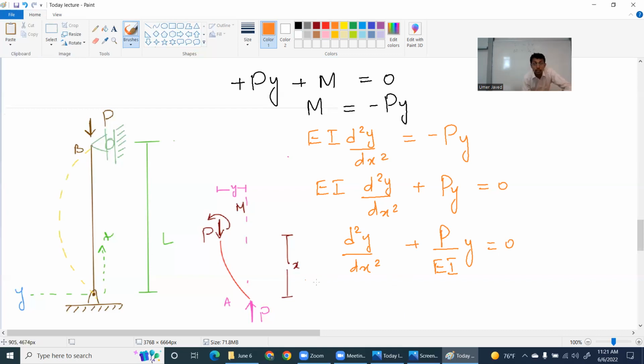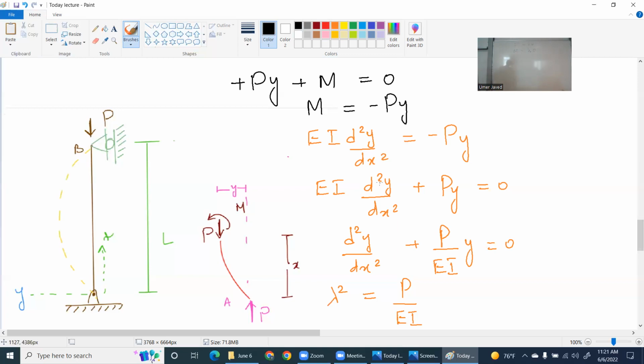Now, what is lambda square? It is equal to P over EI. Have you solved such kind of equations in your ODE classes? I think you have. Ordinary differential equation professors have been teaching you all of this. Does it ring bells? I think we have 9 minutes. We are good to go. In 9 minutes, I will be able to finish this. So take your time.